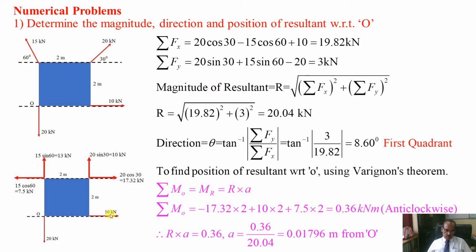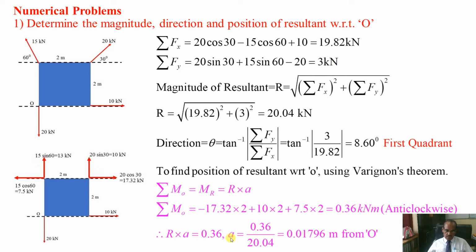Now this 10 is passing through O, and that's why its moment is 0. Similarly, this vertical component, that is 13 kilonewton, is also passing through O, and that's why the moment is 0. So the net moment comes to 0.36 kilonewton meter. It is positive, that's why it is anti-clockwise. We know the resultant R is 20.04, so R into A equals 0.36 into A.